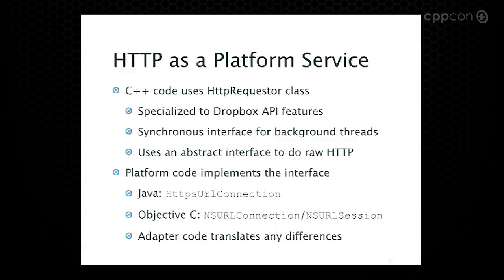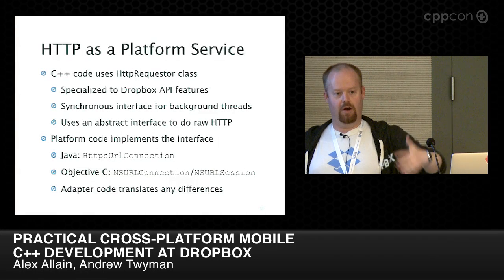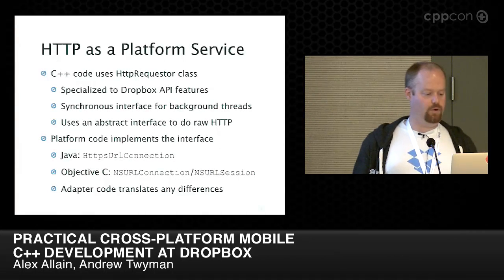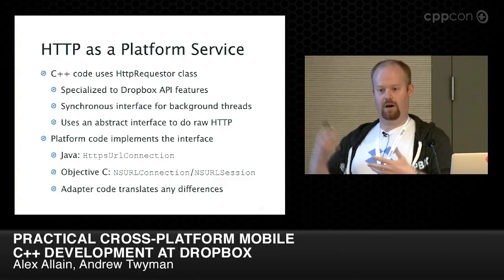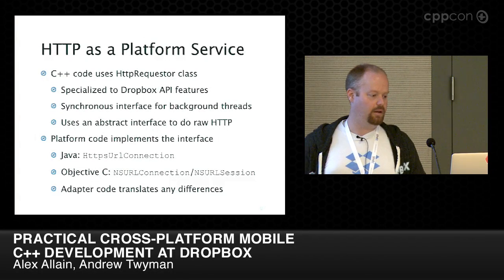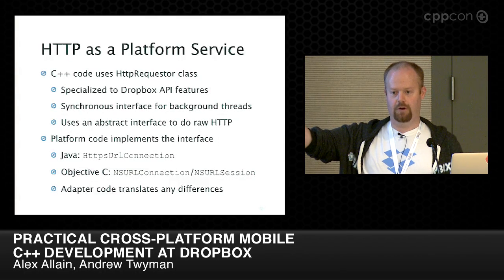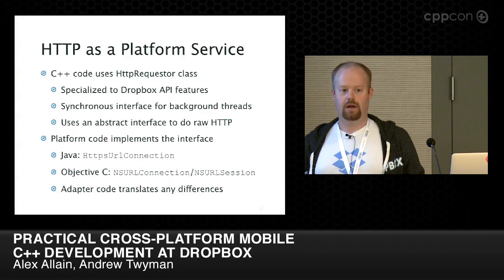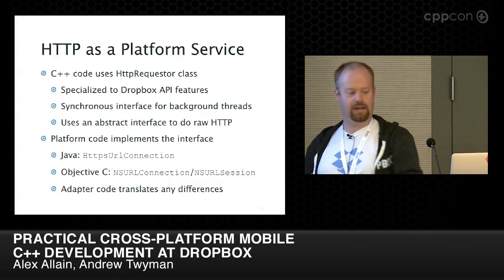So given that we want to do that, how do we expose this so that C++ can actually use it? The C++ code just sees a class called HTTP requester that we've built. It's specialized to the Dropbox API. It's not a generic HTTP thing. It knows how to do things like authenticate to the Dropbox server, encode parameters, and decode JSON in the response, dealing with our REST API. It has a synchronous interface, meaning you ask for a response from the network and then this thread waits for it. That's okay for us because it's only ever used on background threads that are doing the background syncing.